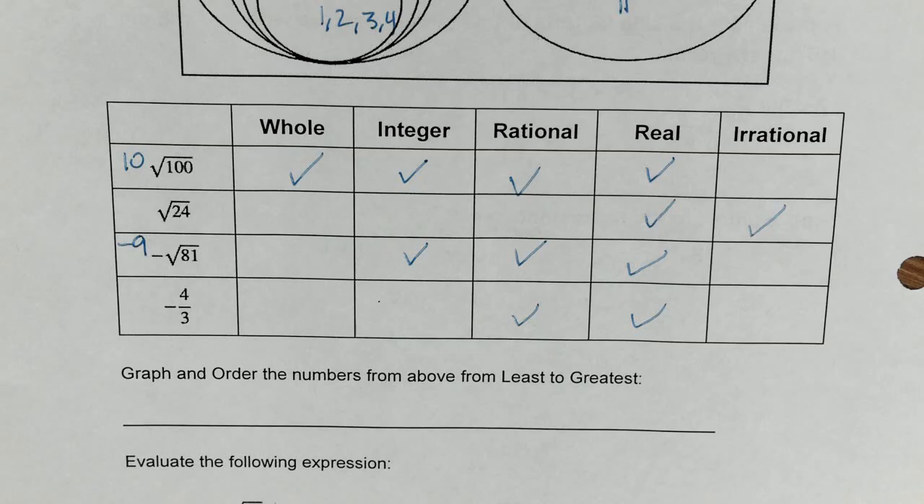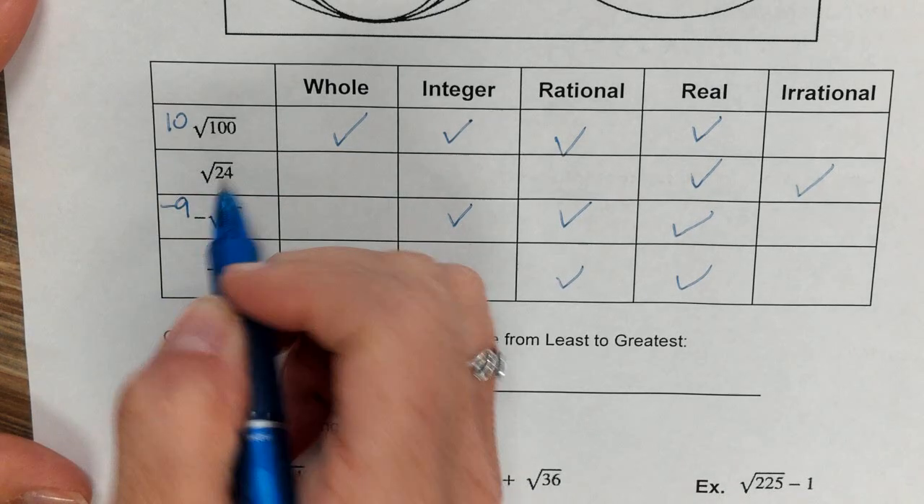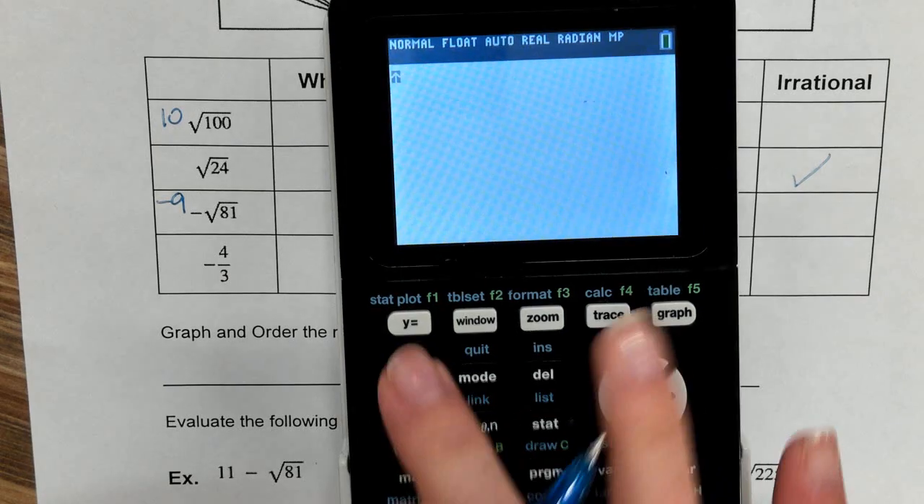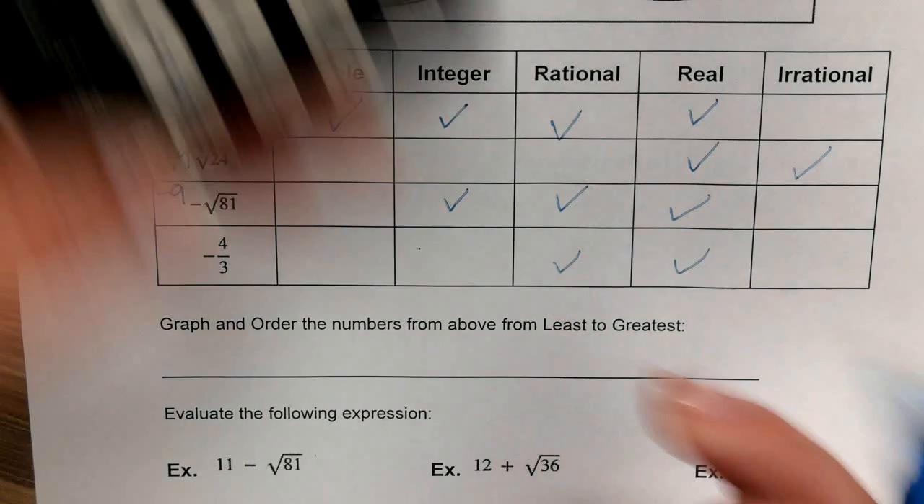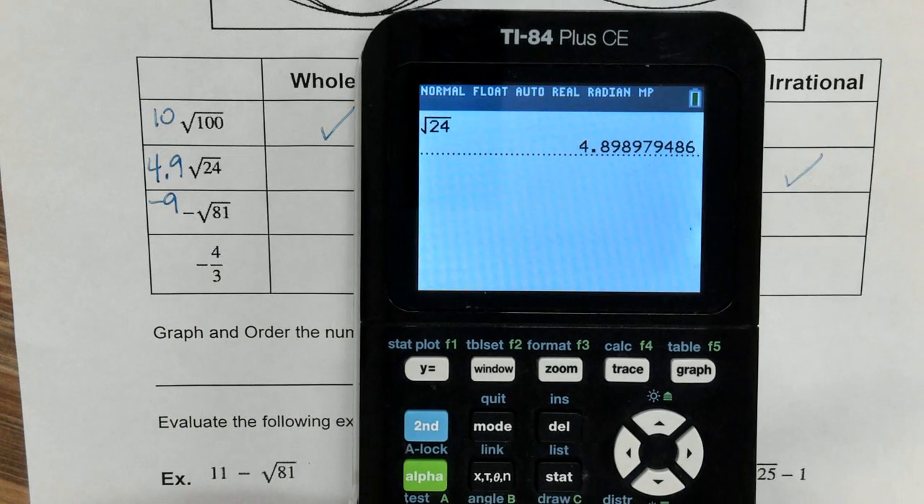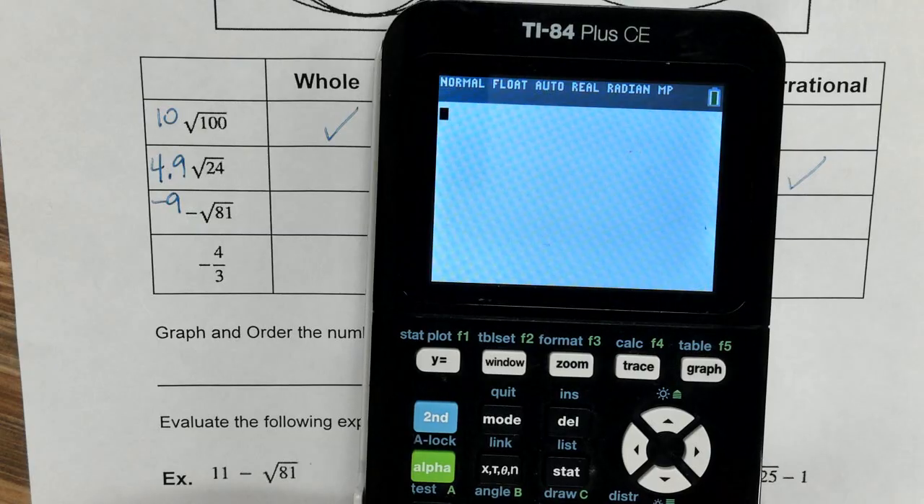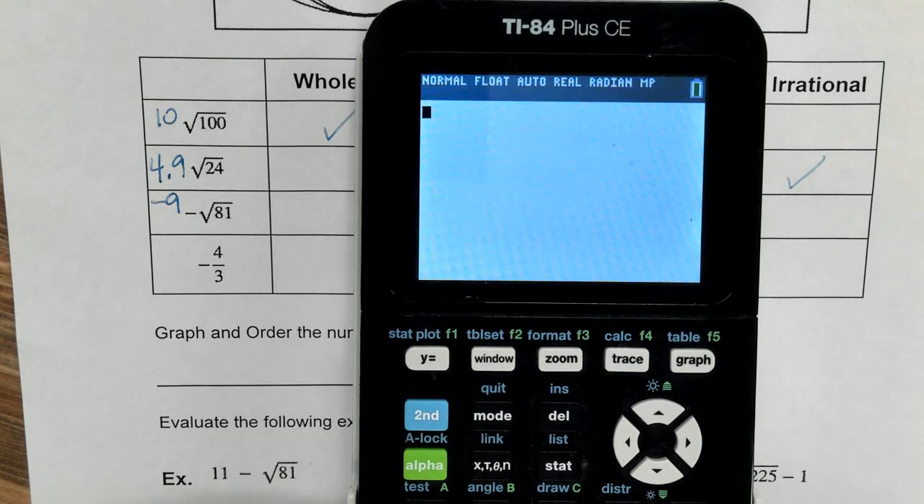Now we're going to take those numbers and order them from least to greatest. Well, we forgot to write some of them down. I know this is 10, this is negative 9. Let's go write the square root of 24. I'm just going to put 4.9. And negative 4/3, I know what it is, but if you don't, I'm going to show you how to change it to a decimal.